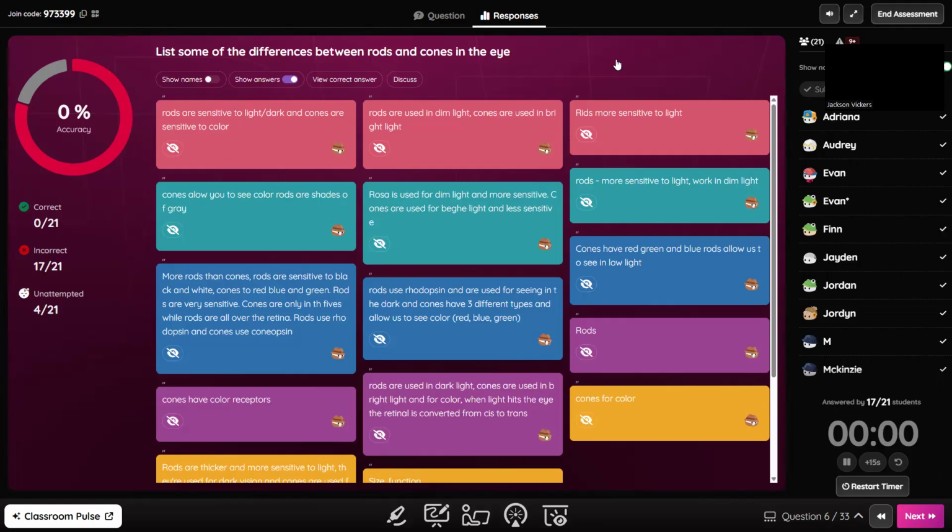Does anyone know where you would find cones in the eye? In the fovea? And is that in the center or the periphery? The center. Yeah. There's the macula that contains the fovea, and that's the very condensed region with a ton of cones in the back center of your eye. Cool. Any other eye questions?